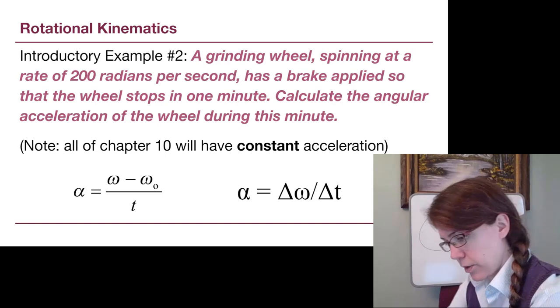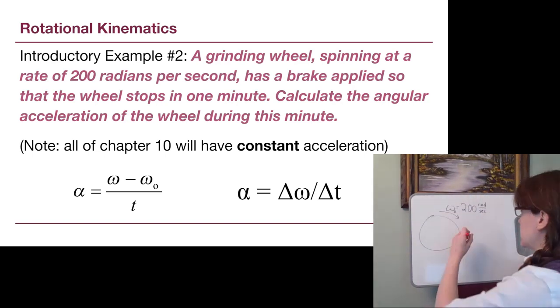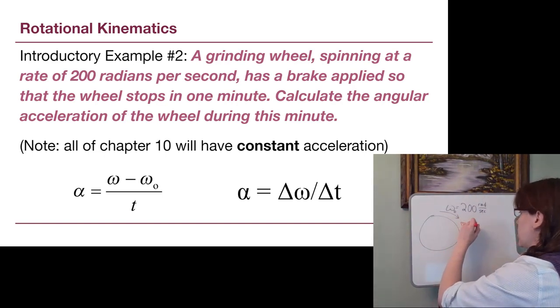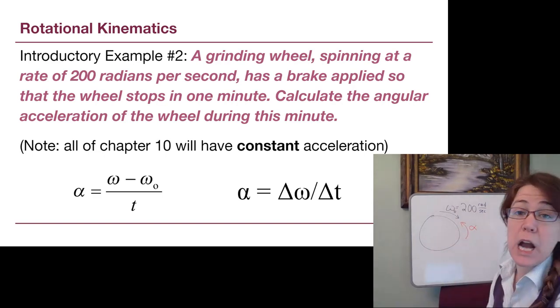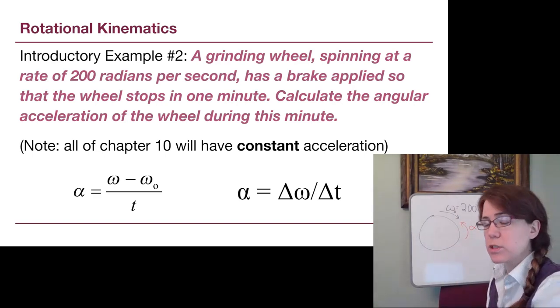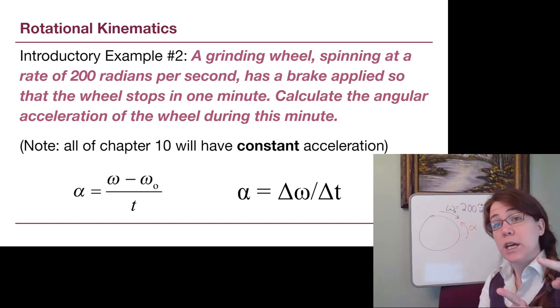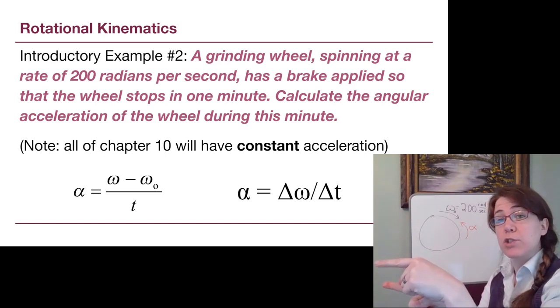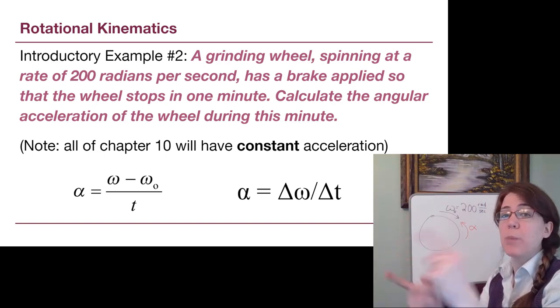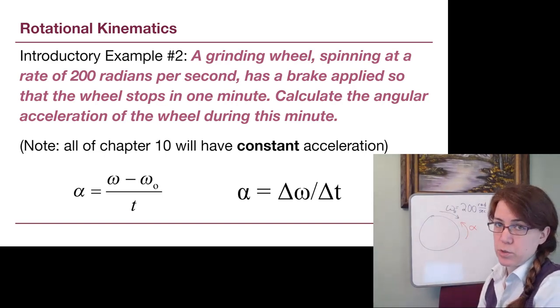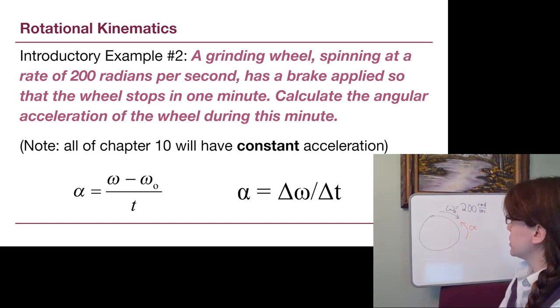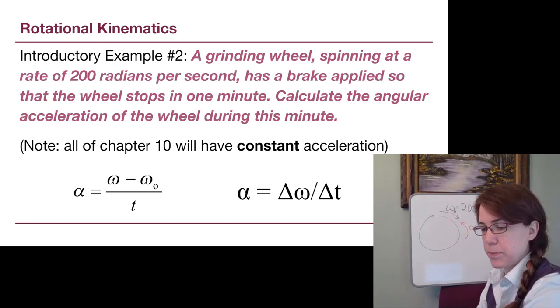So I'm going to use a different color to help us recognize this. It's slowing down, so alpha is going to be pointing in the opposite direction. Just like with a regular car on a highway, if we point in the same direction with velocity and acceleration, we speed up. If they're pointing in opposite directions, we slow down.